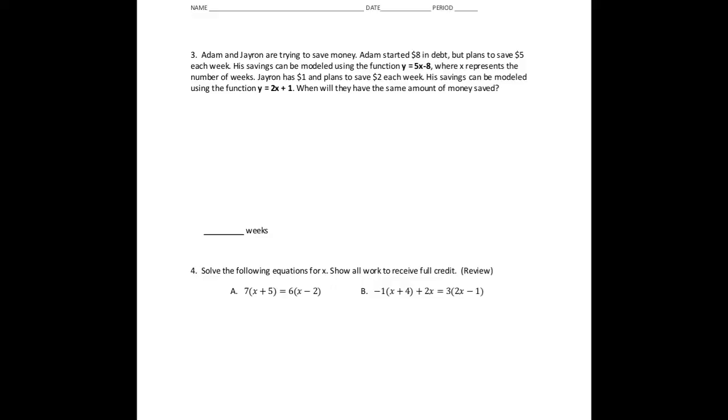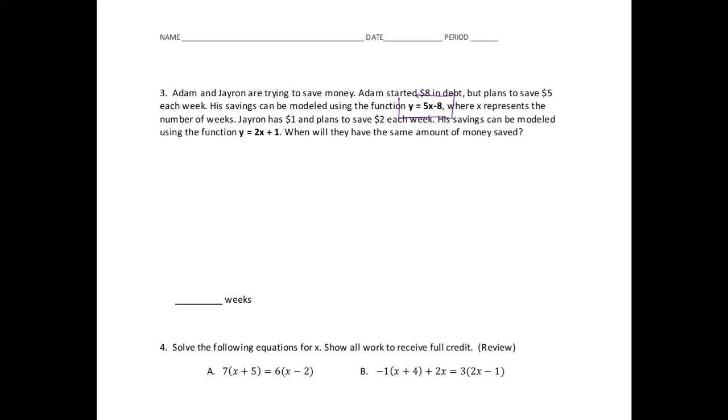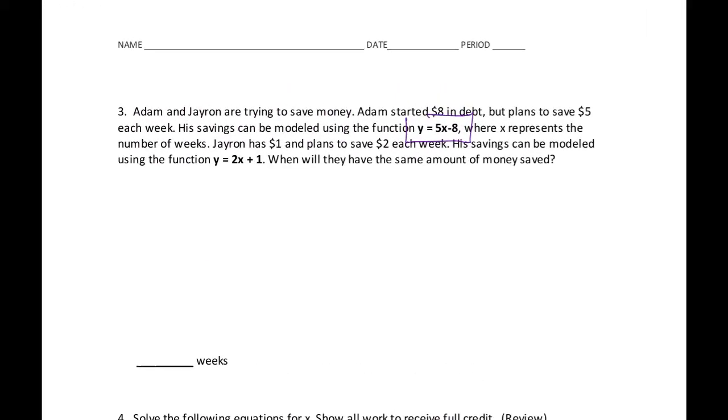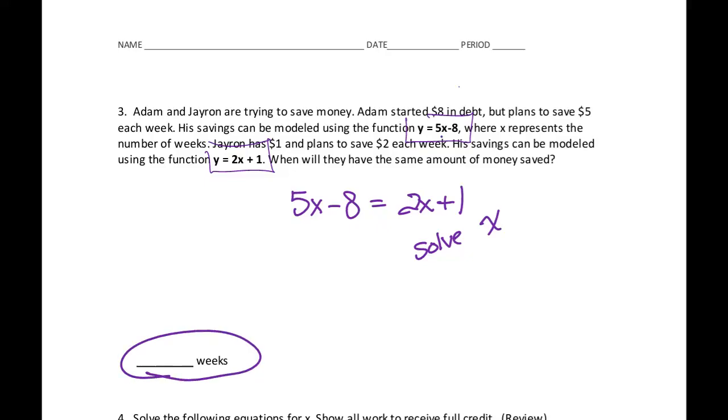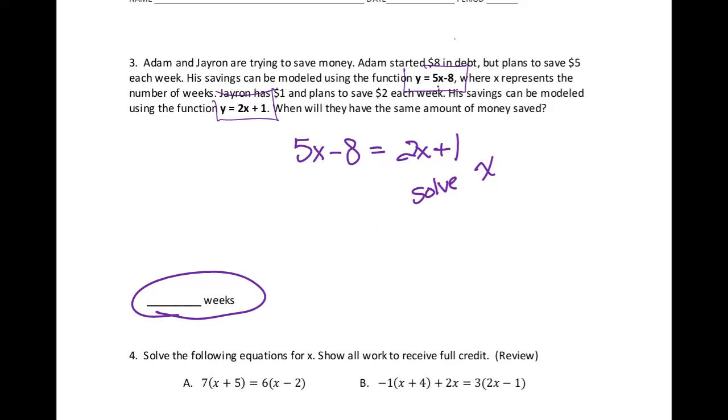Right here, number 3, when they have y equals this and y equals this, yes. Set those equal to each other. 5x minus 8 equals 2x plus 1. Set them equal to each other, solve for x. And take a look at whatever they're asking for, okay? They might be just asking for one, they might be asking for both.